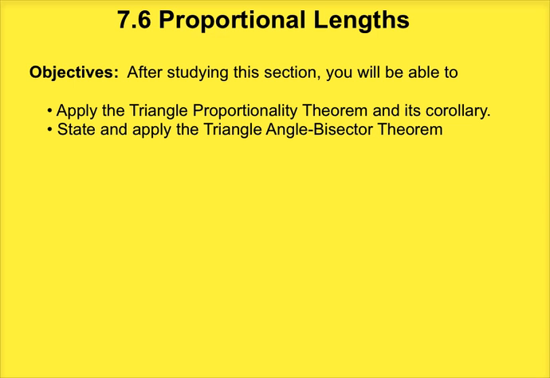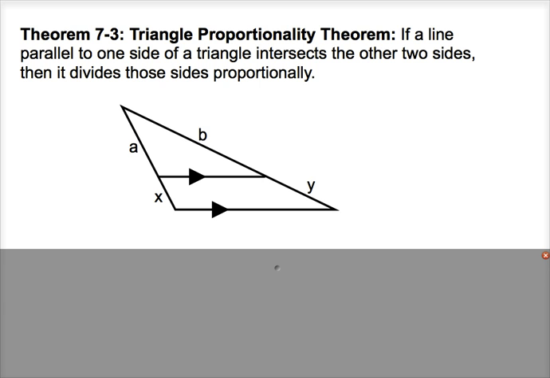Your objective. After studying this section, you'll be able to apply the triangle proportionality theorem and its corollary, and state and apply the triangle angle bisector theorem. Theorem 7-3, triangle proportionality theorem. If a line parallel to one side of a triangle intersects the other two sides, then it divides those sides proportionally. So I'm really looking at the parallel line in this triangle, and it divides the sides proportionally.